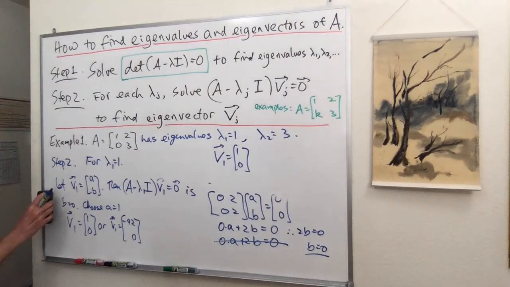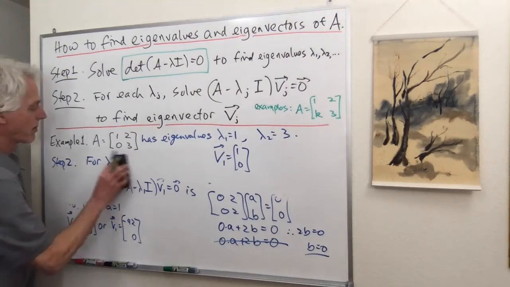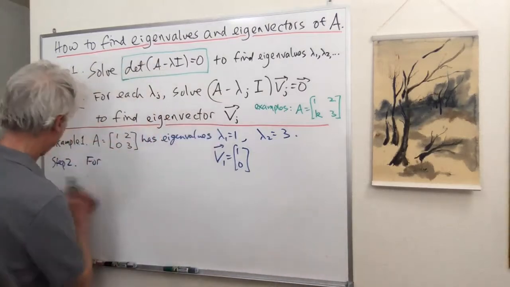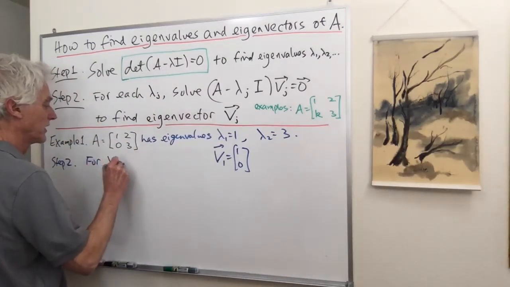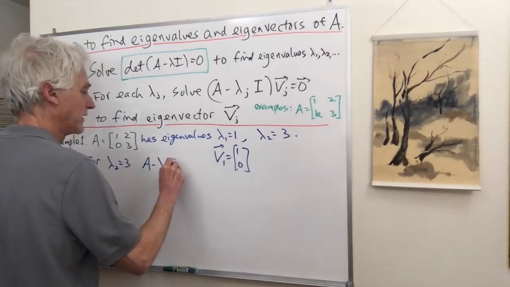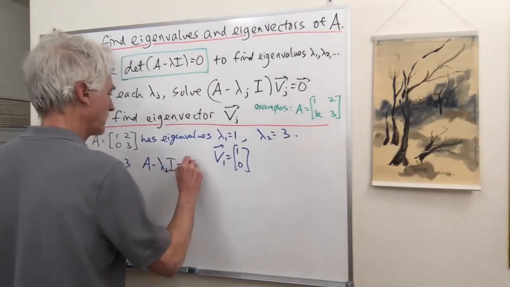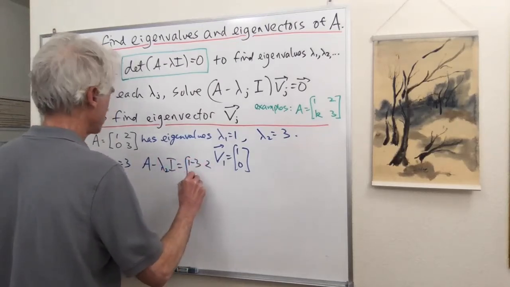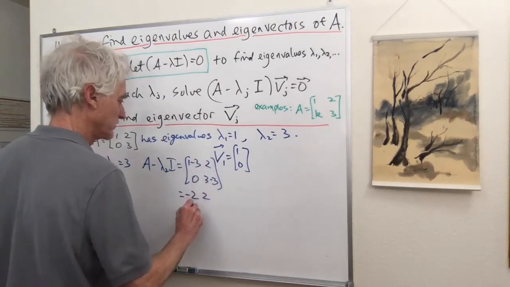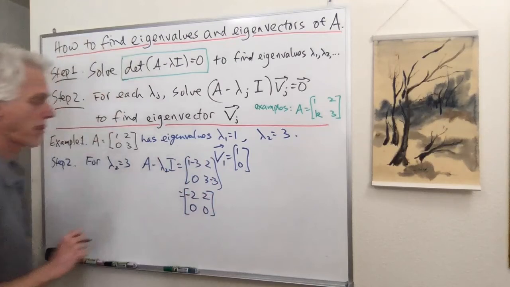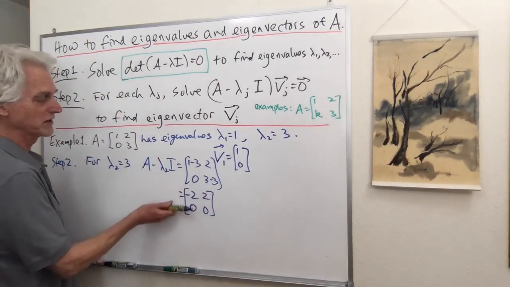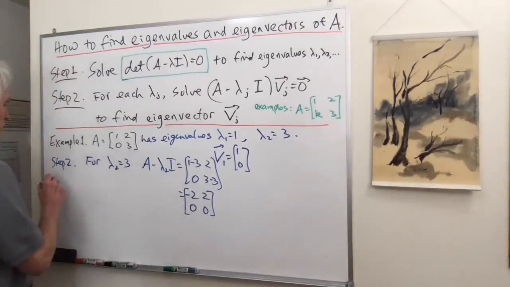All right, so let's do the next one. For lambda 2 is 3, we have A minus lambda 2 I is 1 minus 3, 2, 0, 3 minus 3. So this is going to be minus 2, 2, 0, 0. So indeed, this second row is a multiple of the first one. It's 0 times the first one, right?